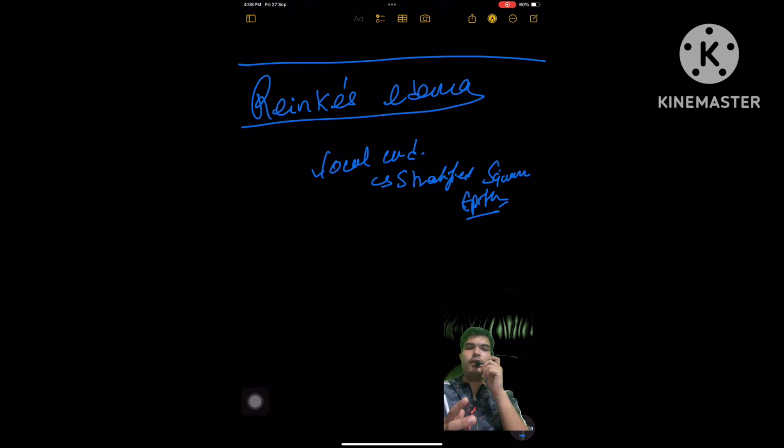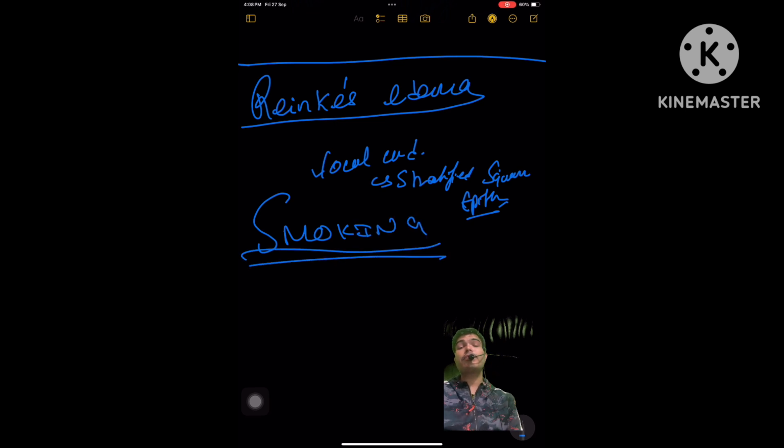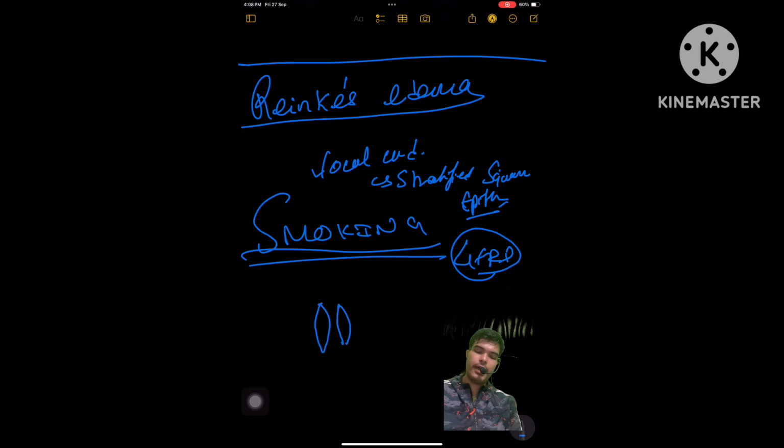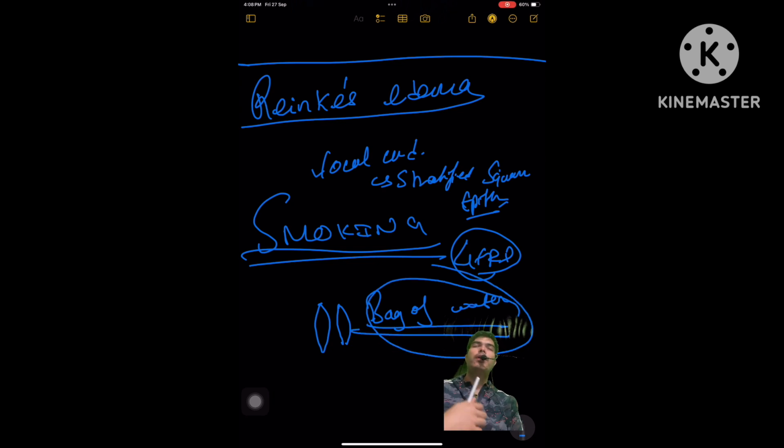And Reinke's edema is always secondary to smoking. So if you are a chronic smoker, or if you have GERD, or if you are a screamer, or you shout a lot, you go for vocal abuse, you can have Reinke's edema. In Reinke's edema, when you look at the vocal cords, it looks like a bag of water appearance. And this bag of water appearance of the vocal cord makes your voice so weak. So you'll have hoarseness.